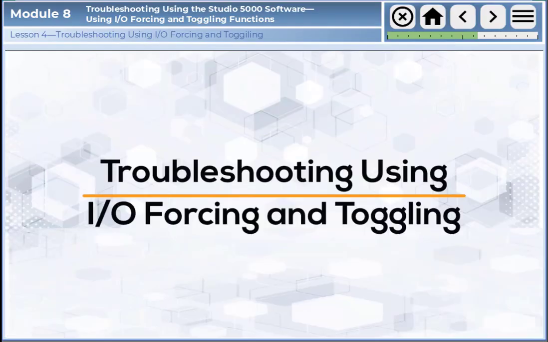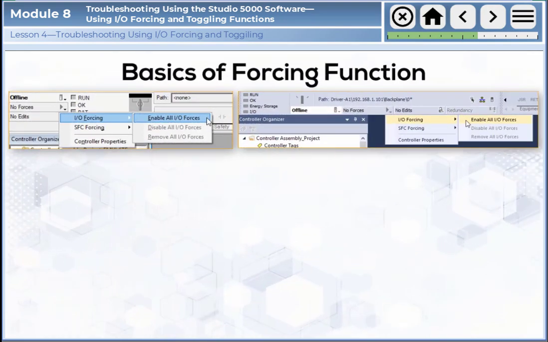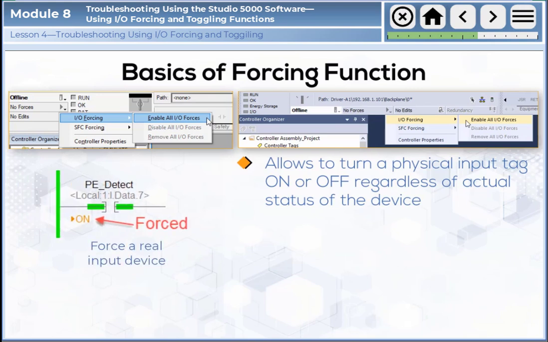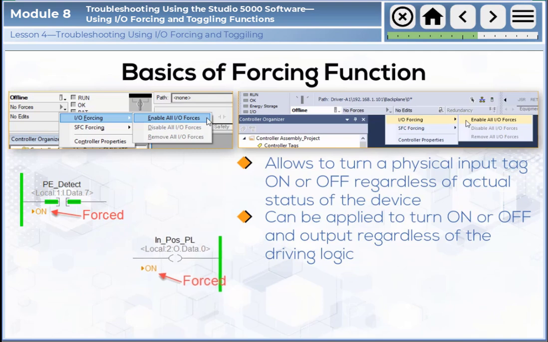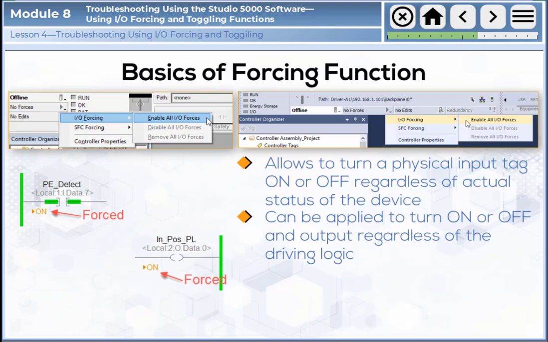Troubleshooting using I/O forcing and toggling. The force function is a Studio 5000 software tool that allows you to turn on or off an input tag instruction regardless of the actual physical status of the input device. That is, whether it's activated or deactivated. The force can also be applied to outputs connected or wired to physical devices and can be turned on or off regardless of the logic that drives the output.